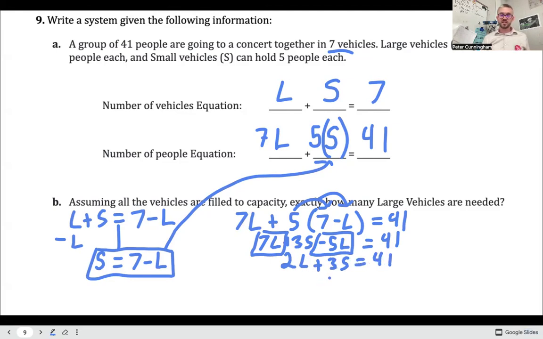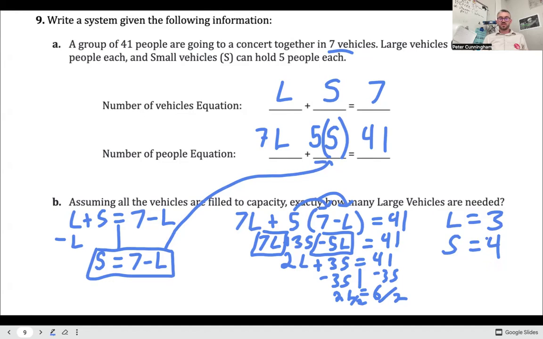Well, let's isolate the large vehicles. Let's take 35 away from both sides. And now you have 2 large vehicles equal 6. Well then 1 would equal, divide both sides by 2, and you have the amount of large vehicles is 3. And then you can eyeball the other part. If you have 3 large vehicles and 7 total vehicles, well, then your small vehicles is going to equal 4.